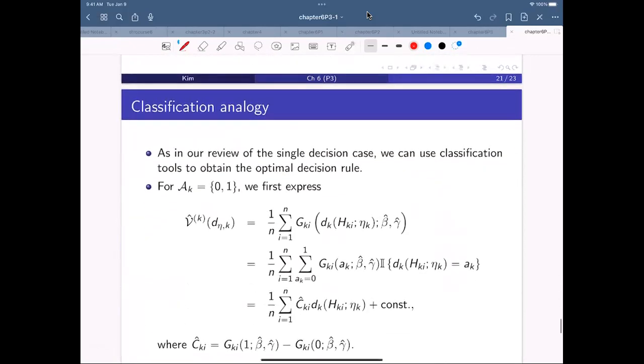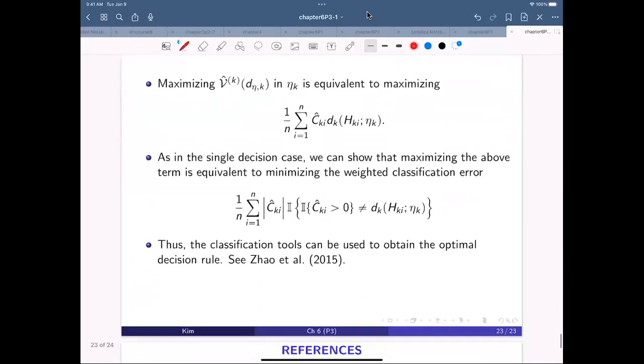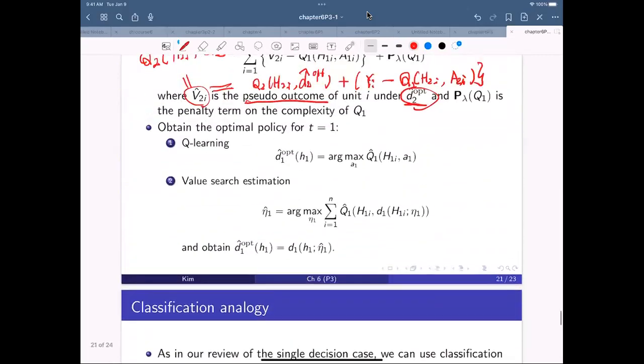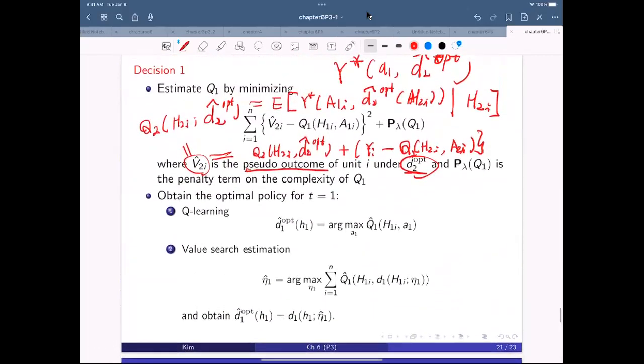So that is basically the idea. The classical analysis is the same as before, so I will skip it. So that's all. I'm happy to answer any questions.